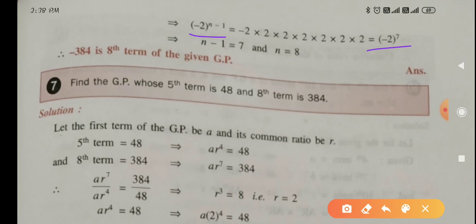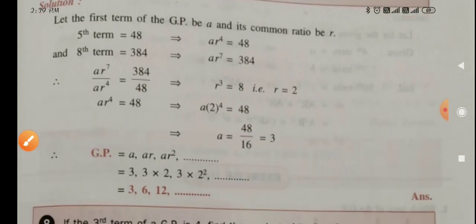After prime factorization, in class 9 you have studied such type of equation. Bases are the same on both sides, so you can compare the powers. So n minus 1 equals 7, n equals 8. So for the given GP, the 8th term is minus 384. Like this you can solve.